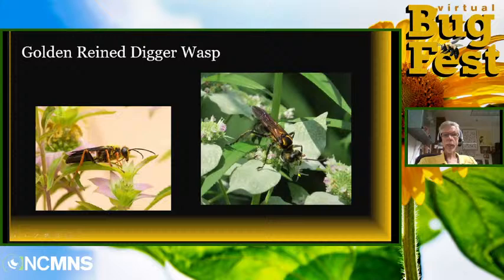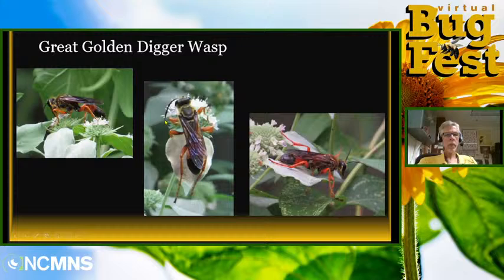One of the prettiest ones is the great golden digger wasp. It's not so much gold as it is more of an orangey brown. And when the sunlight hits it, it's really dramatic. The legs and the upper half of the abdomen is really something to see in the sunlight.